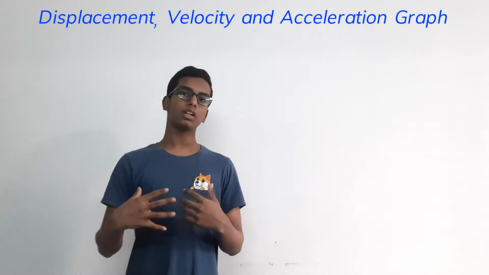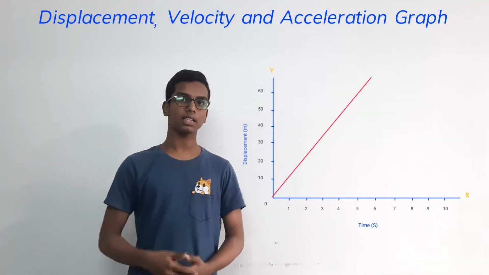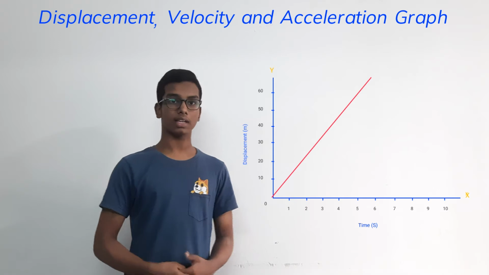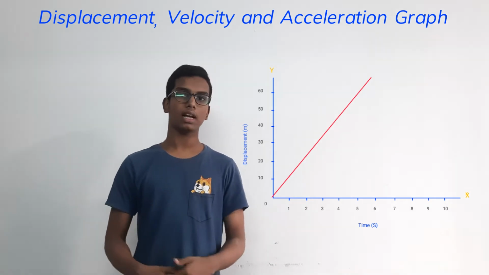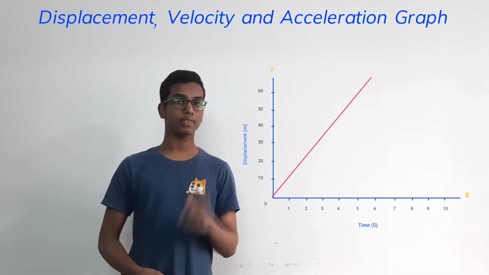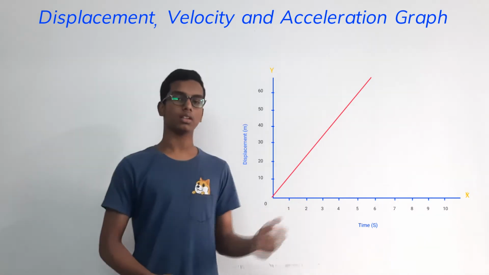Let's start with displacement time graph. In this, time lies in the x-axis and displacement on the y-axis. Here we can easily make out that the object has a displacement of 10 meter in 1 second and 20 meter in 2 seconds, etc.